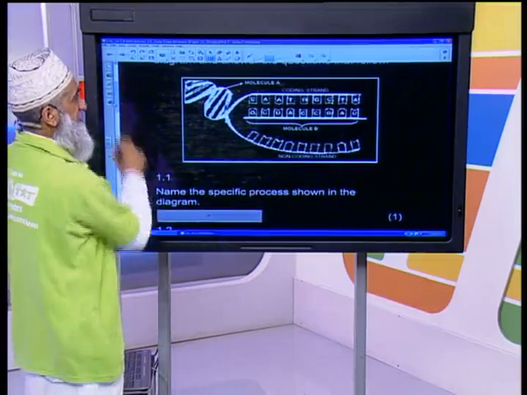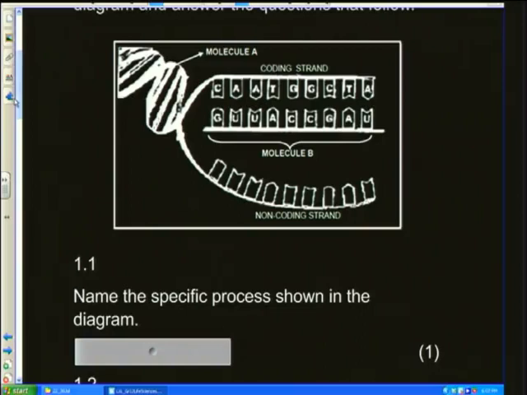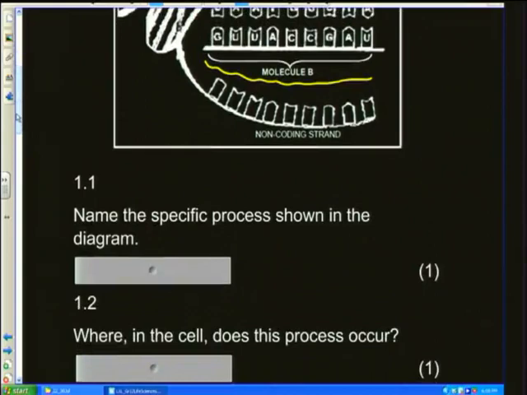Good. There's a diagram there. Something is happening here with molecule A, and one of these strands is a coding strand. There comes molecule B. Take careful note of the nitrogenous bases that are found in molecule B, and look at the ones in strand A of molecule A. Good. So they say name the specific process.